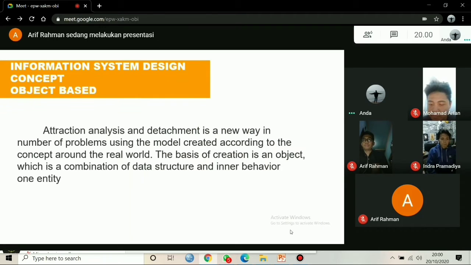Information system design concept, object-based. Interaction analysis and design is a new way of solving a number of problems using a model created according to concepts from the real world. The basis of the concept is an object, a combination of data structure and inner behavior in an entity.